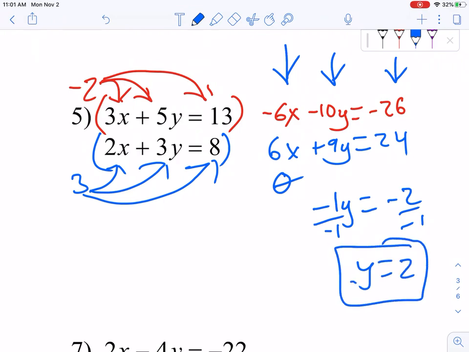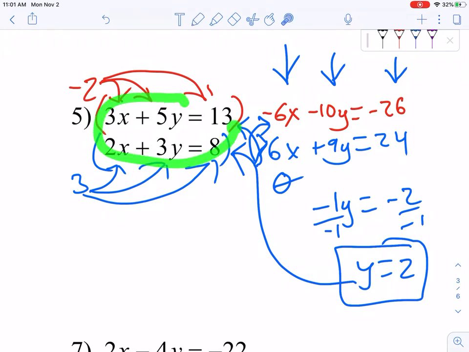Then we could take that and plug it back in to any of our equations. Doesn't matter which one. It would work for any of them. I would probably like to use the original ones because they're going to be smaller.